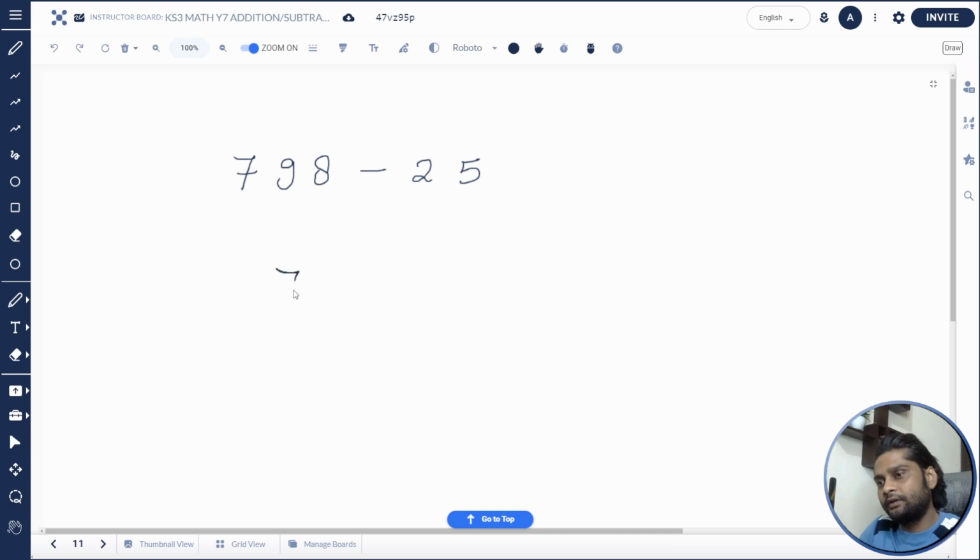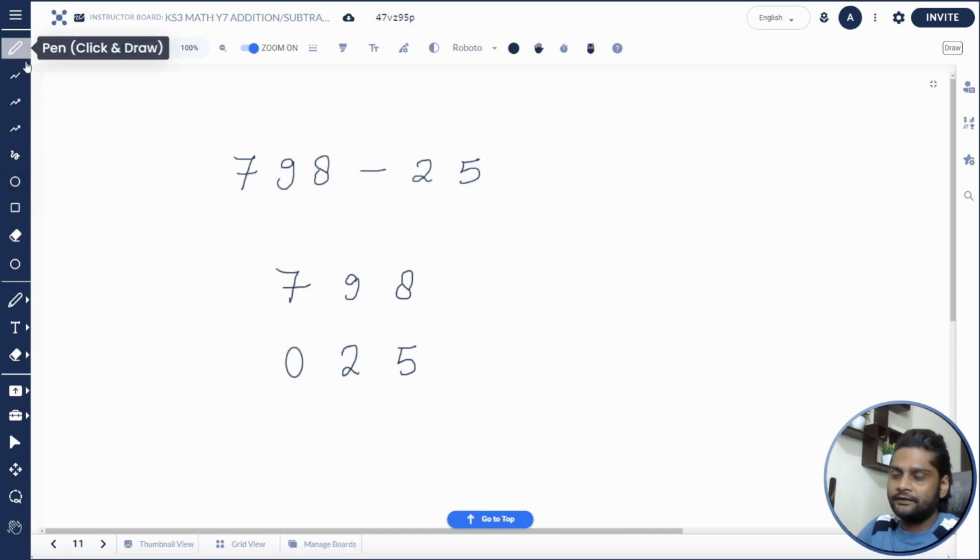Here we have 7, 9, 8. You can pause the video and you can try solving it. I'm going to write it here. So first of all, we line up the ones to it, and then subsequent digits as well. If there is a vacant place, we can fill up with a 0. And after that, we need to perform subtraction.